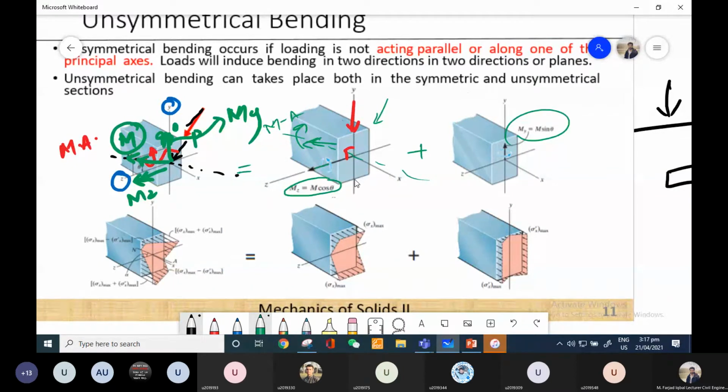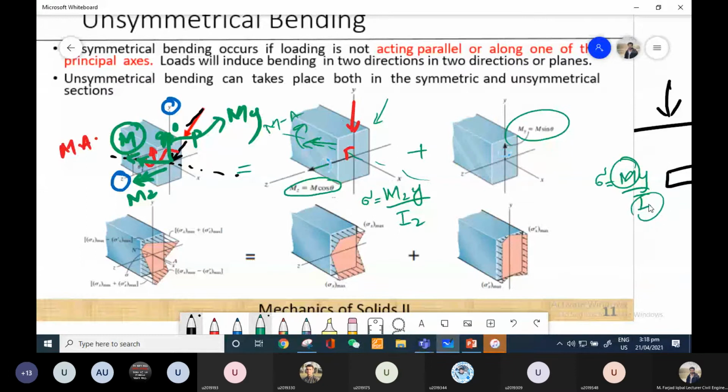Once this moment is transformed, you can separately apply the flexural formula on each case. For example, for this Mz, my flexural formula is Mz y over Iz. Simple, like you were used to doing. M over I: M is the moment acting on the cross section, y is the distance perpendicular to that moment axis, and I is the moment of inertia. This I will be either Iz or Iy. For the Mz case, it will be Iz.